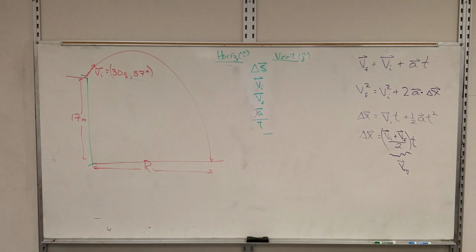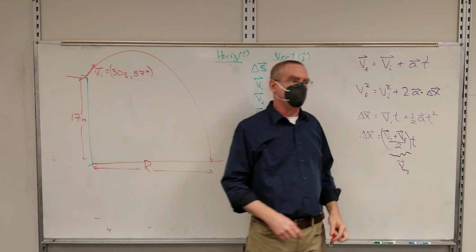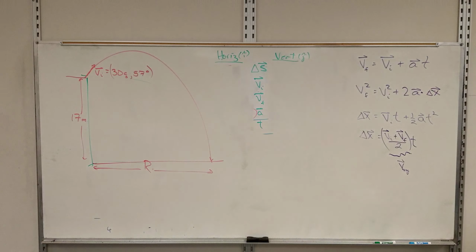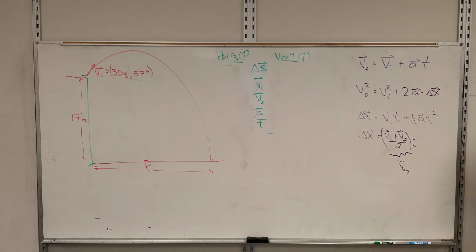Now, in a problem, I would probably not write VI like that on a test problem. I would say a ball is projected at an angle of 57 degrees above the horizontal at an initial speed of 30 meters per second. So I gave you the direction, I gave you the magnitude, and so from that you should be able to parse out, oh, that's the velocity. We're going through the exact same process we did before, it's just the math's slightly more complicated because we'll end up probably using the quadratic formula.